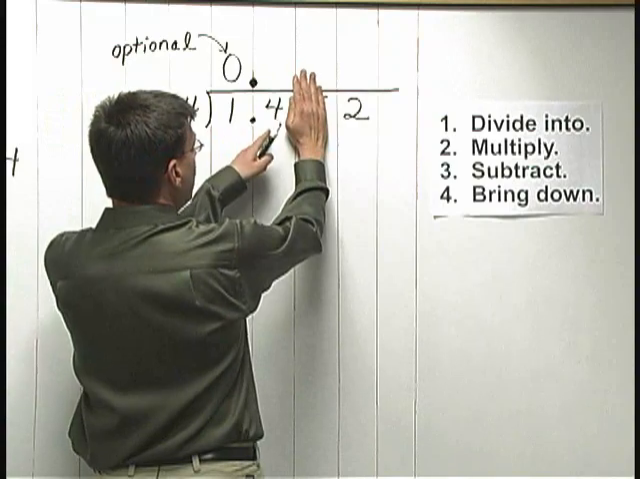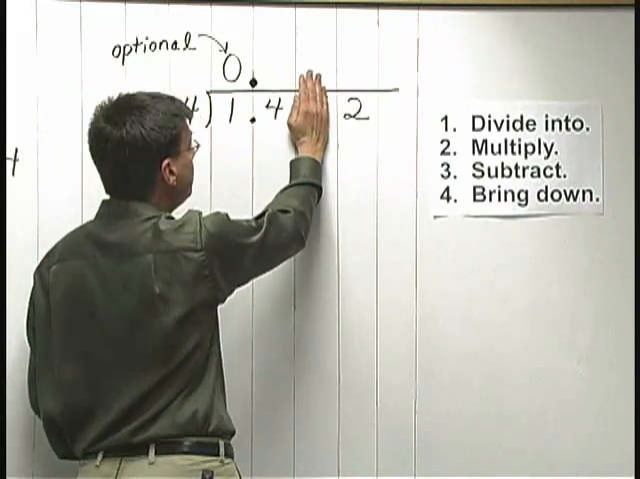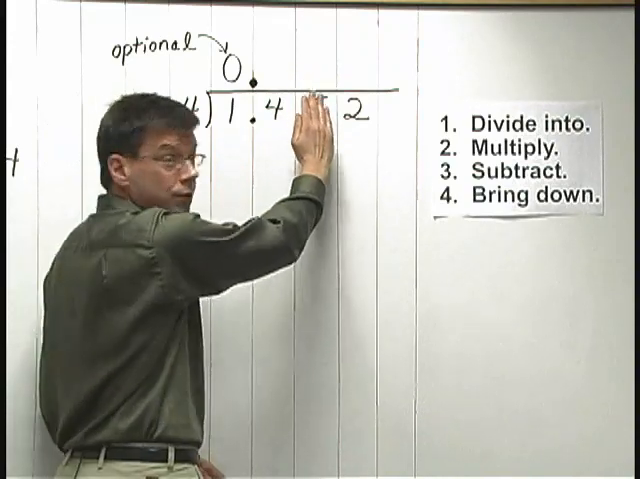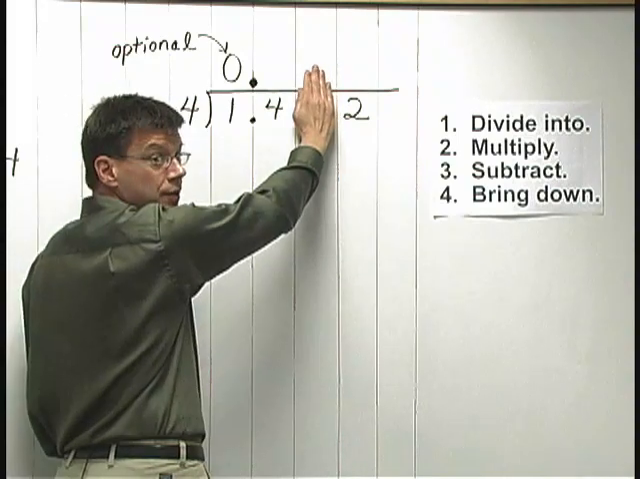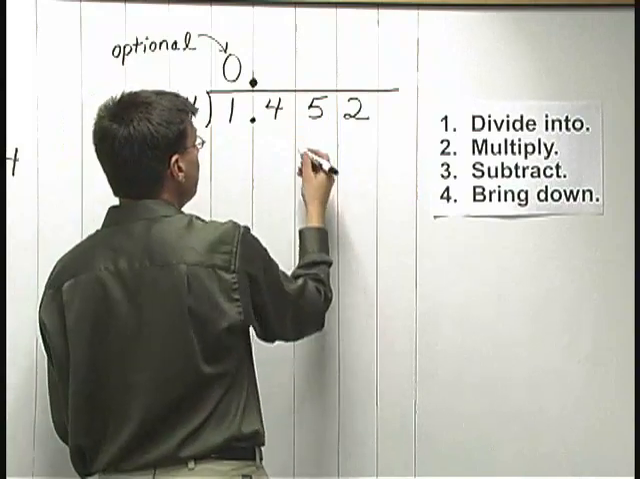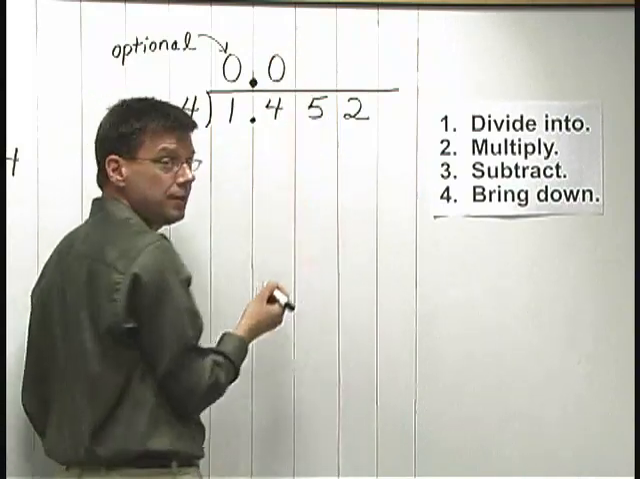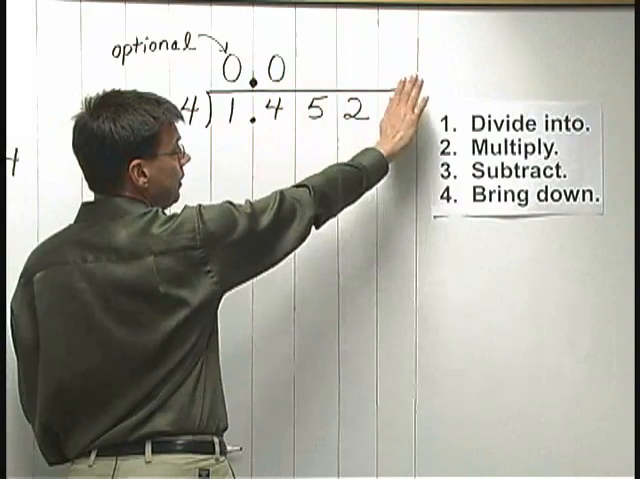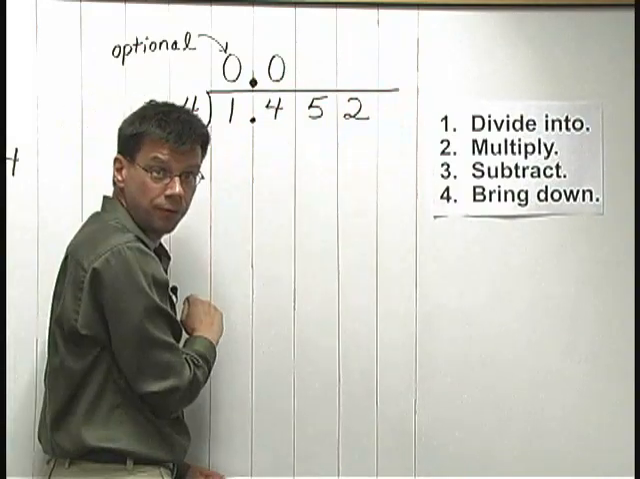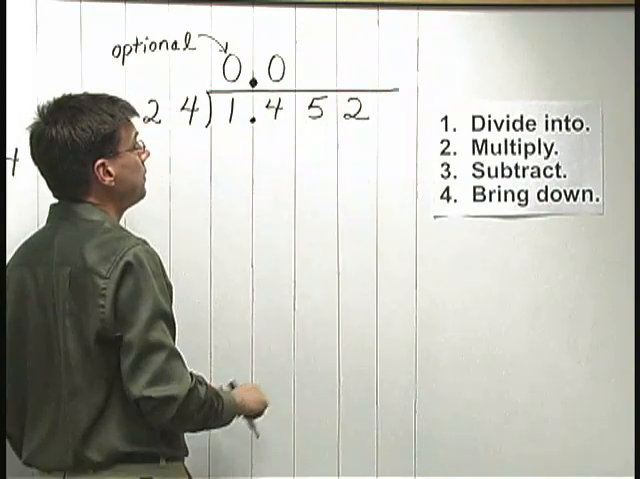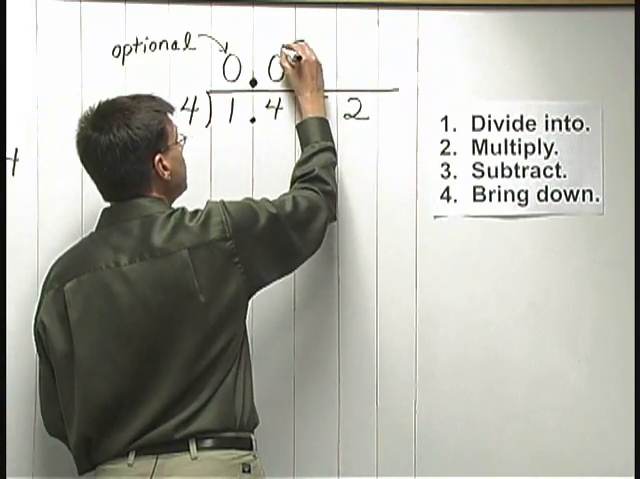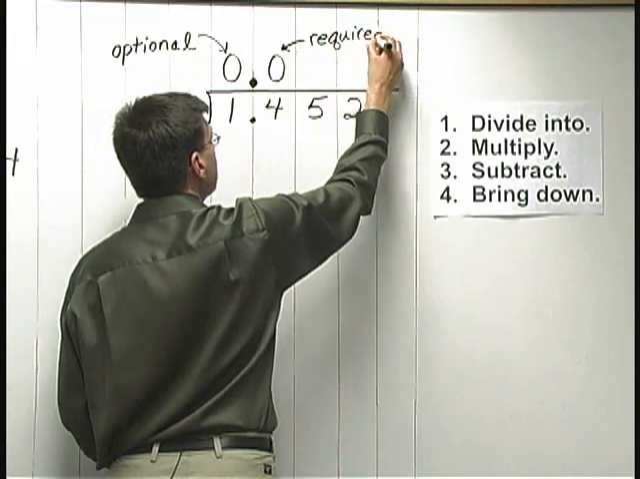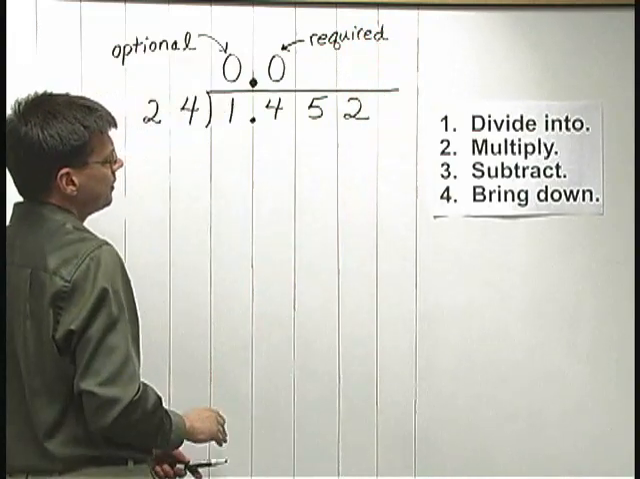Next, I need to look at the 1 and the 4 together. I temporarily ignore the decimal point. I just think of this as 24 into 14. Well, 24 doesn't go into 14 either. In fact, it just goes in 0 times. So I write a 0 above the 4. This 0 is absolutely required. Once I get to the right of the decimal point, if the number in front does not go in, I need to write a 0 up above. So this 0 to the right of the decimal point is required.